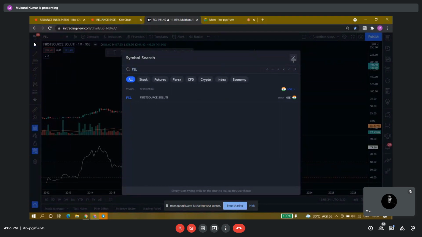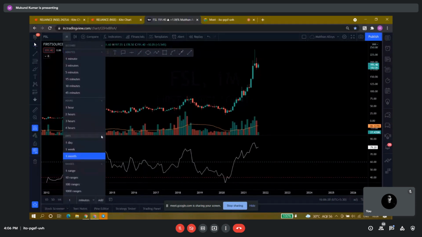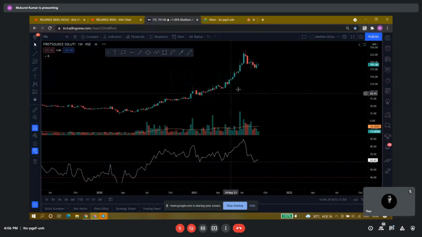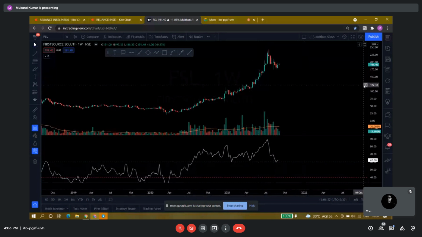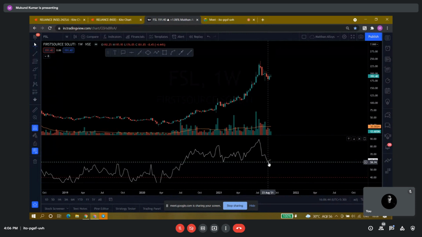So also, for example, many of you are complaining, sir, the stock has fallen a lot, the stock is going down and down. So what should we do? Now you can see on the weekly chart, the stock is completely around the support level, RSI support. This is RSI support, and this will confirm whether the stock will go down or the stock will move up.